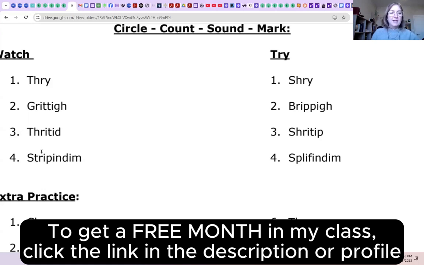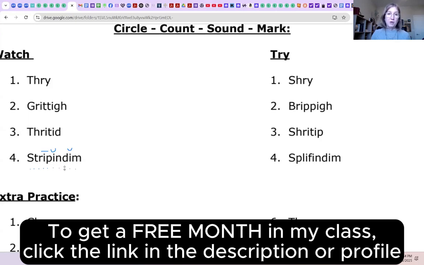Okay, this I is going to say its long sound because one of the next two letters is another vowel. This I will say its short sound because one of the next two letters is not another vowel. And this I will say its short sound for the same reason. So the sounds are s, t, i, p, i, n, d, i, m.